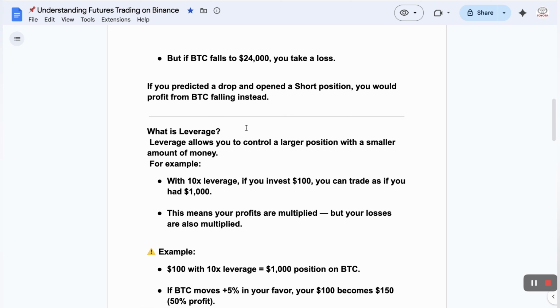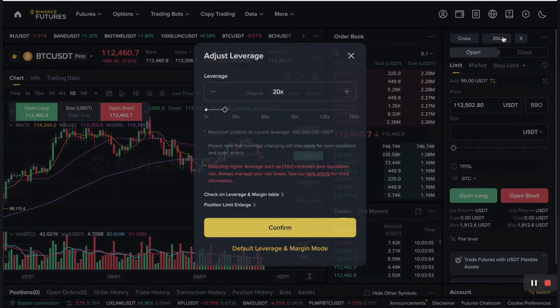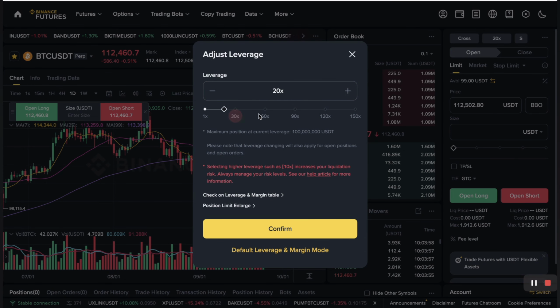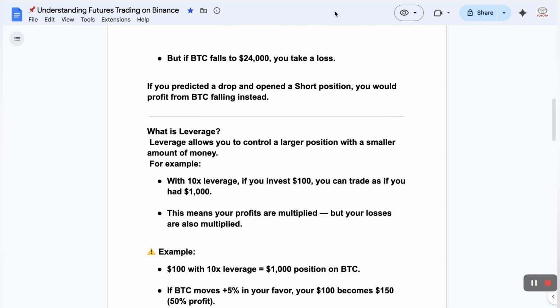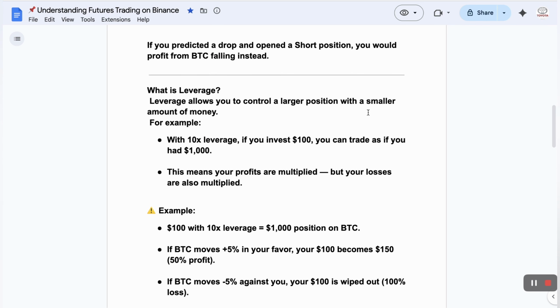So let me explain what leverage is. Can you see we have leverage here? This is 10x, 20x, and all these x you are seeing. Let me explain so that you can understand as a beginner. Leverage allows you to control a larger position with a smaller amount of money. That is what we call leverage. You are borrowing other money. Let's say you are borrowing 10 times your capital or 5 times your capital that you want to trade with.